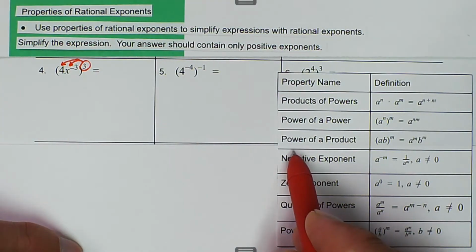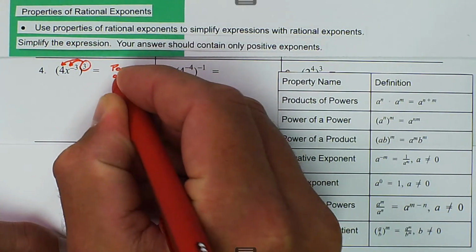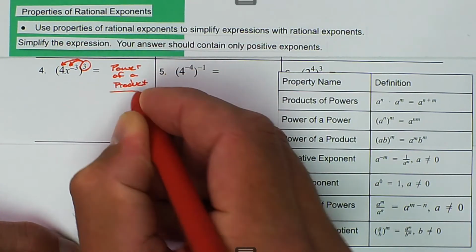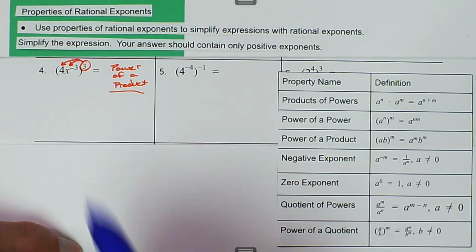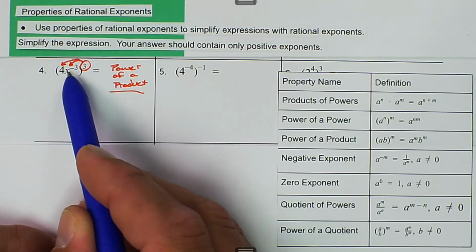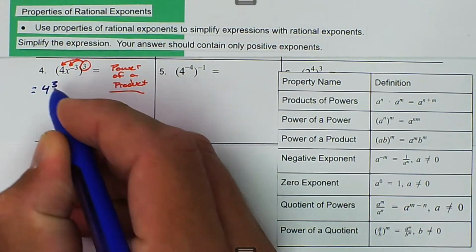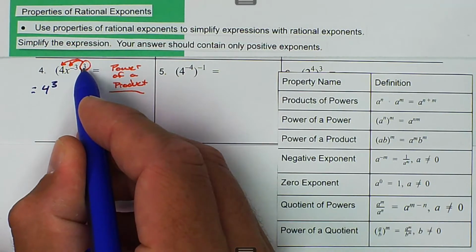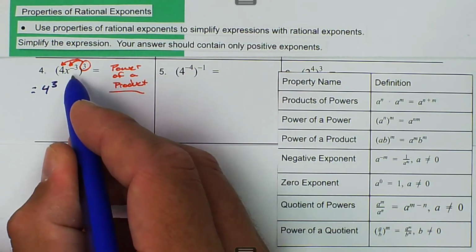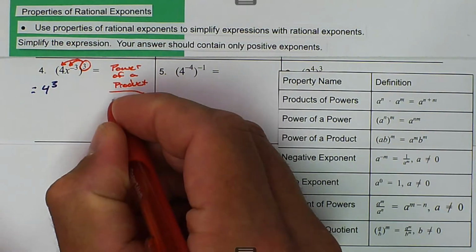Let me write that down. Power of a product. And what's product mean? That means multiplication. So power of a product means that there's a product raised to the power, so we distribute that to each. So what we get is 4 to the third, and then this next one we have 3 distributed to the x to the negative third. That one is power of a power. So we actually have 2 in 1 right there.